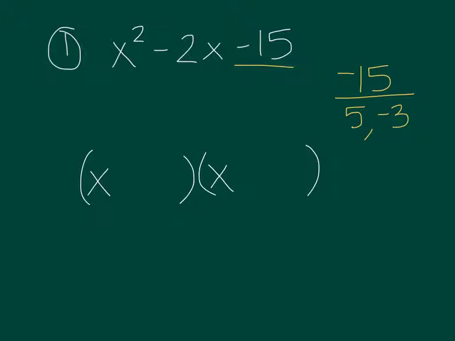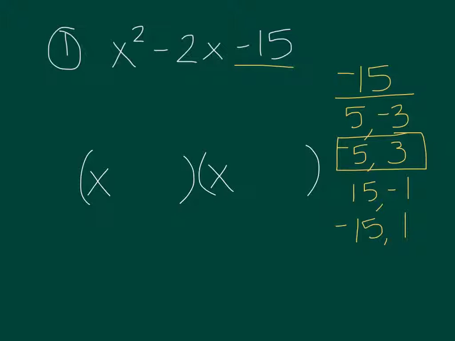Remember, to get a negative, 1 has to be negative and 1 has to be positive. We have negative 5, positive 3. We have 15 and negative 1. And we have negative 15 and positive 1. Those numbers that add to negative 2 are going to be negative 5 and positive 3. You have to be very careful with the numbers you choose, because 5 and negative 3 gives you a positive 2, not a negative 2.